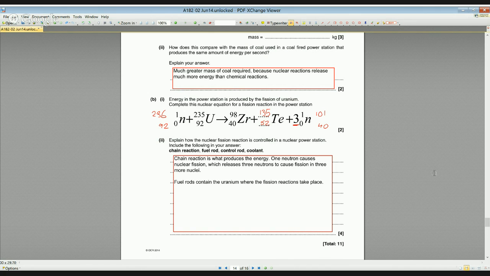So the control rods absorb some of the neutrons to slow down the chain reaction.